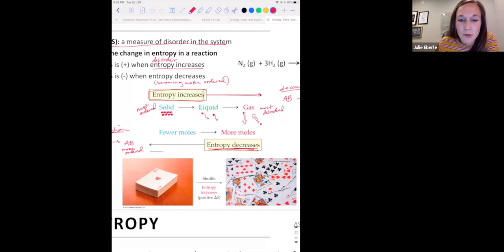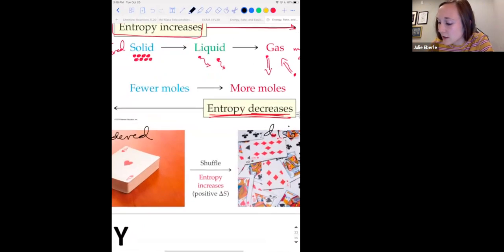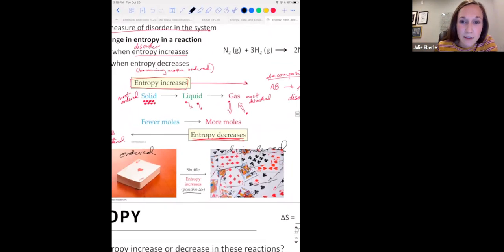But the example that the book gives you is with this stack of cards. Obviously, if you have cards stacked together, that is very ordered and arranged. If you've ever played 52 card pickup, that side is disordered, right? So this is the example. Entropy is increasing here, okay? Positive delta S for processes like this. So if it helps you to think of examples outside of molecules, that's what we're talking about. We're just talking about order and disorder.